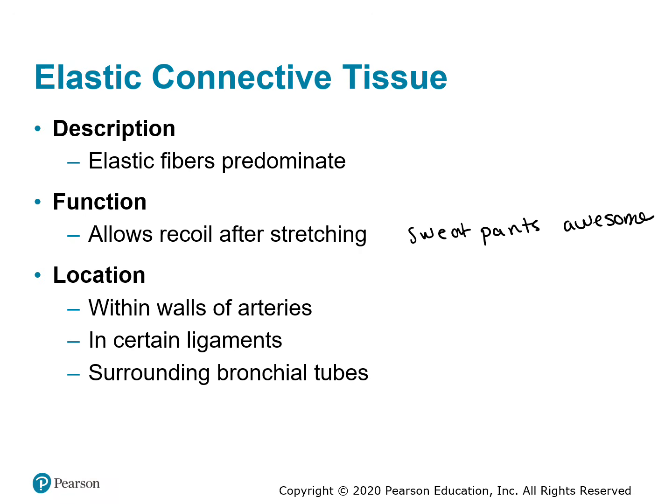You're going to see elastic connective tissue in the walls of your arteries, specifically in your aorta. That needs to be able to stretch and recoil around your bronchial tubes and around some of your ligaments.